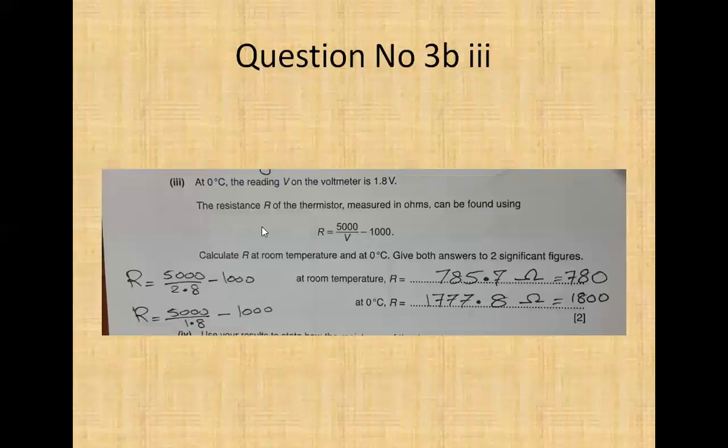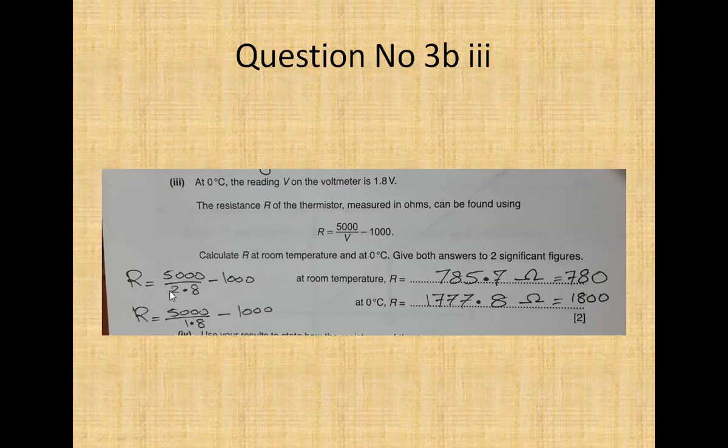Now when it was room temperature, I can use this formula: 5,000 divided by, at room temperature the V value was 2.8, minus 1,000. Just enter these values like this in the calculator: 5,000 divided by 2.8 minus 1,000 equals, and that will be 785.7 ohm. Because we have to give the answers in two significant figures, 7 and 8, so it will be 780. Or you can say 781. You can also, but we cannot write 1. So 780 I have written here.